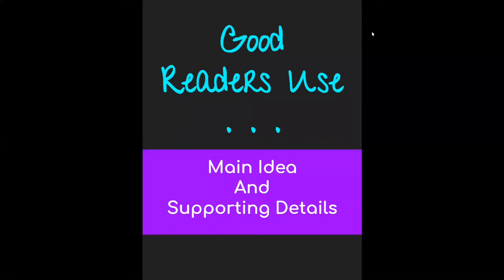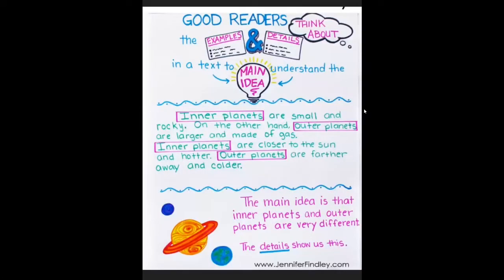All right, we have talked about main idea quite a bit, but good readers use main idea and supporting details in everything they do. They do it in their reading and they do it in their writing. So let's take a look at what good readers use. Good readers think about the examples and the details in a text to understand the main idea.